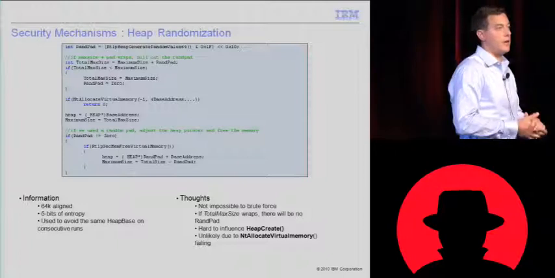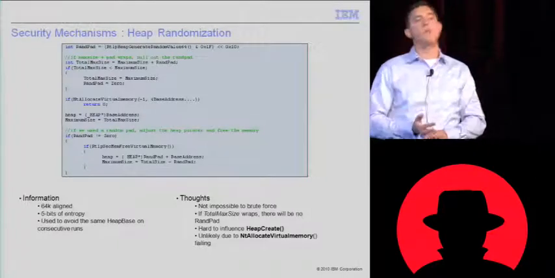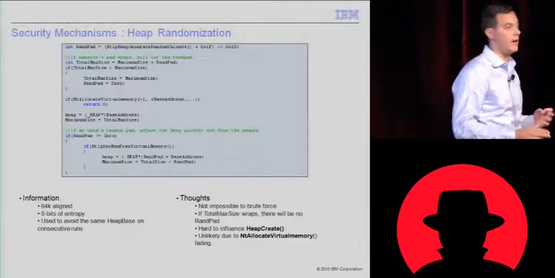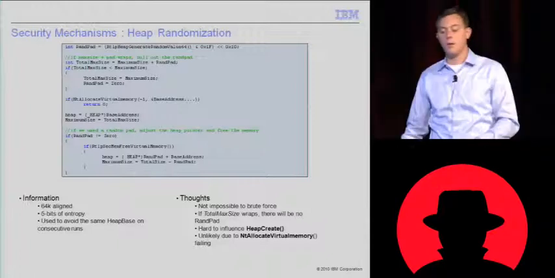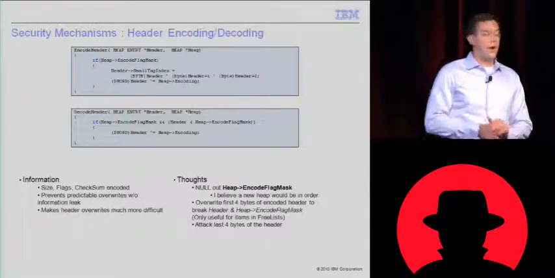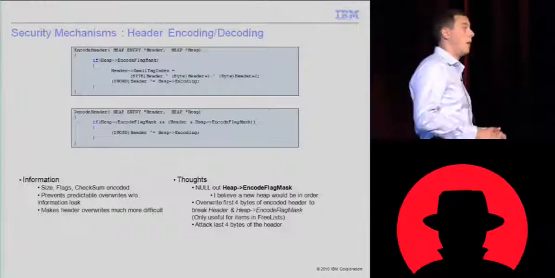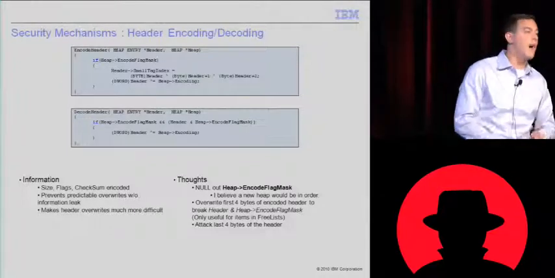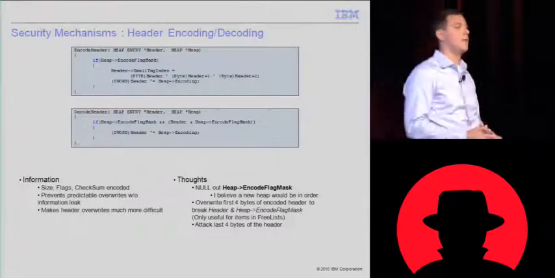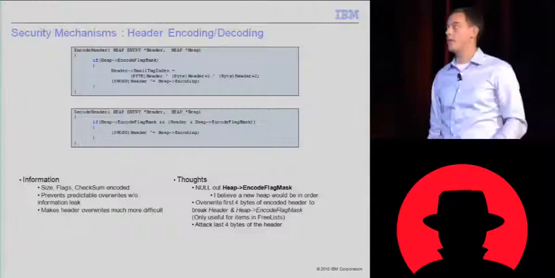Be it that there's only 5 bits of entropy, I'm not saying it's impossible to guess that address. It is improbable. But if you have more than one attempt to guess the address, I think it could actually be doable, which I'll talk about in the exploitation section. We've seen some header encoding and decoding already. This made predictably overriding the size and the flags and the checksum nearly impossible if you didn't have an address leak to figure out what values were used to XOR encode this stuff.